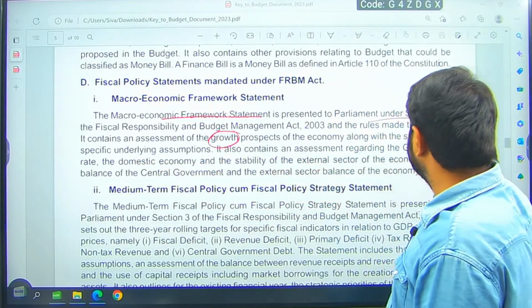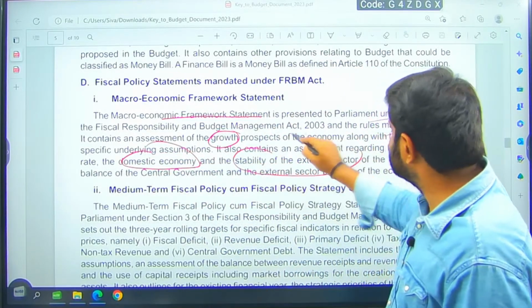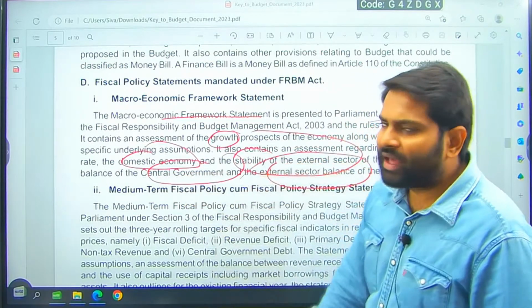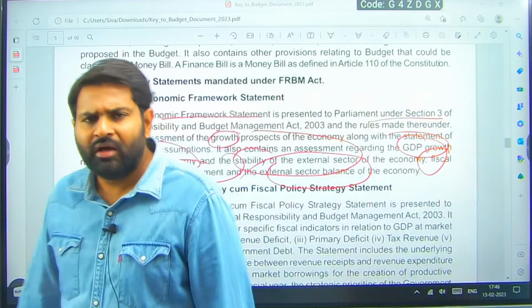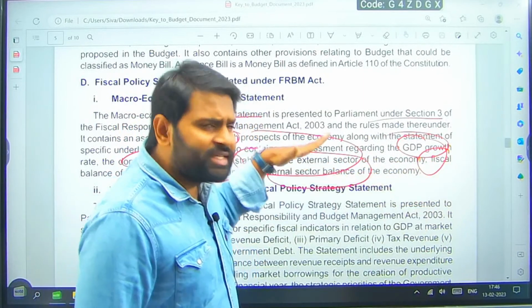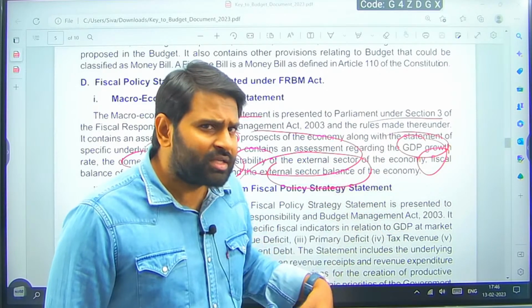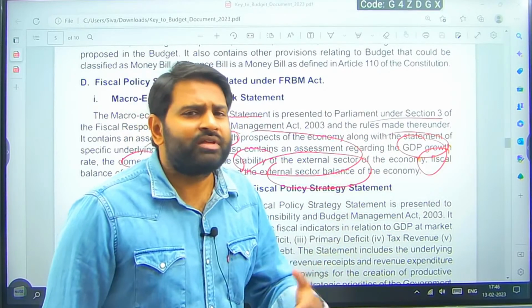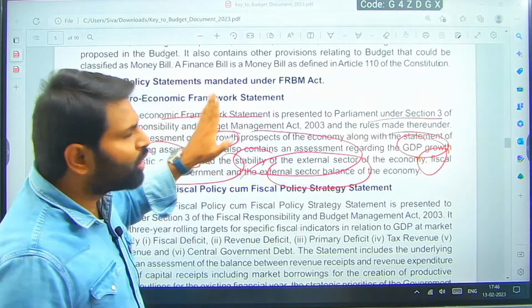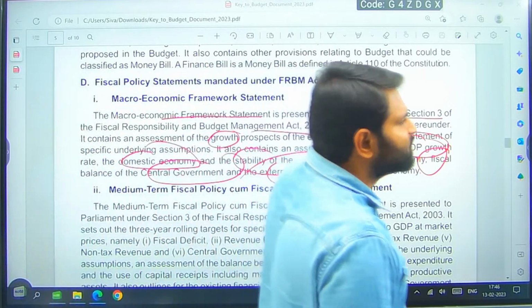It also contains assessment regarding GDP growth rate, domestic economy, stability of external sector, fiscal balance, central government and external sector balance. We call it current account deficit. All those things we'll read later. All those macroeconomic parameters like GDP, what is employment, how much is inflation, what are the reasons for these things, and how the agriculture sector is, how the health sector is, how the industrial infrastructure sector is, everything within 2 pages. They'll explain everything within 2 pages in this macroeconomic framework statement, so that the Aam Admi, the common man, will understand what is the present status of the economy.